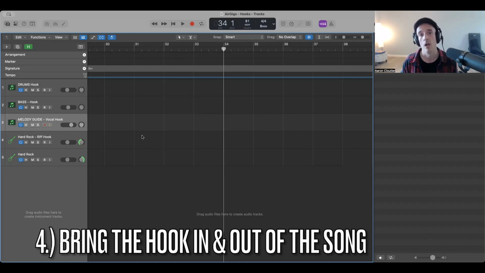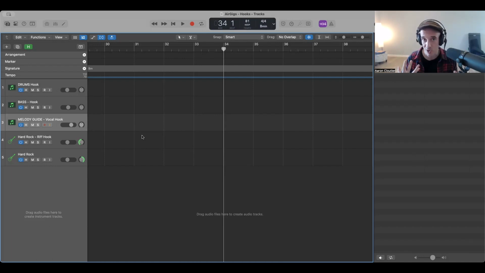Number 4, bring the hook in and out of the song. Meaning, if you structure your song to return to the hook in a very strategic way throughout the entirety of the song, that's going to really help to cement this kind of earworm in the listener's mind. And like I said before, these are going to vary depending on instrument. So I want to get into those right now.